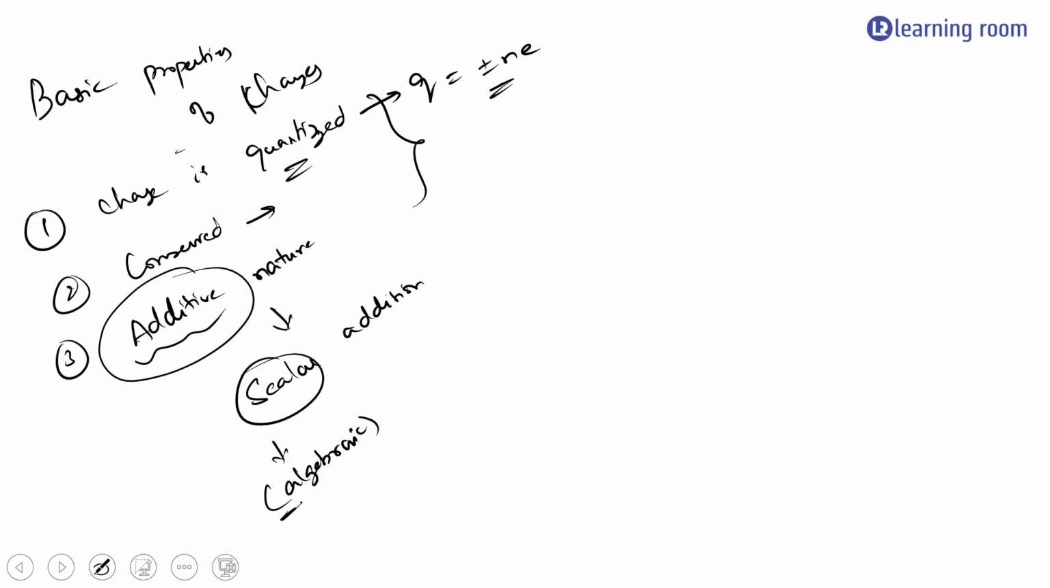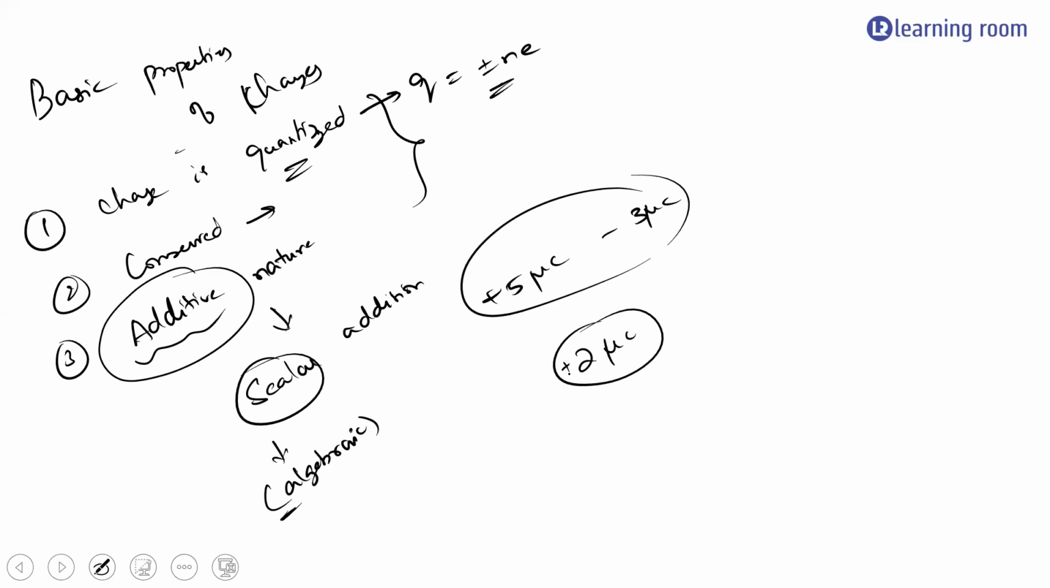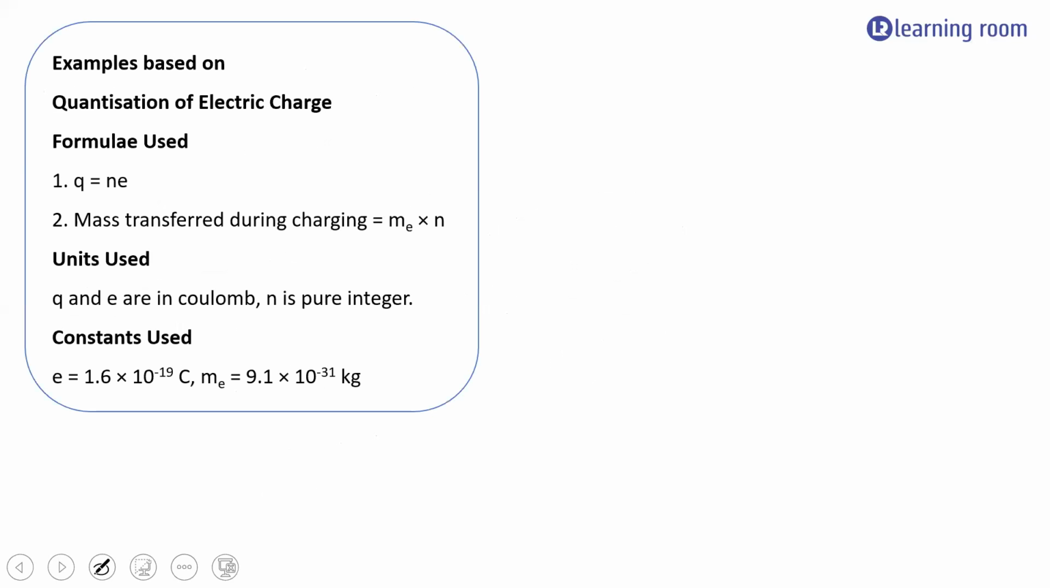addition. That is, if I give you plus 5 microcoulomb and minus 3 microcoulomb, what are you going to do to them? When I say add them, what will you do? The final answer will be plus 2 microcoulomb, right? You will not write it as 5 plus 3. You write it as 5 plus of minus 3, right? So having this concept in mind, let's get started with the first set of problems.